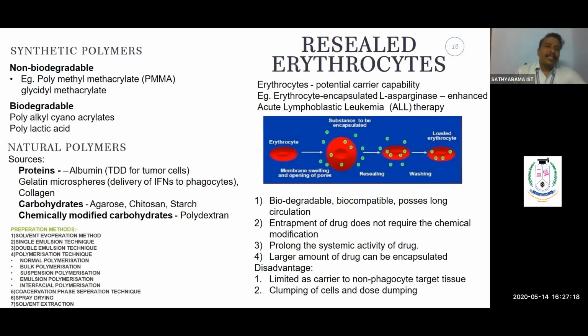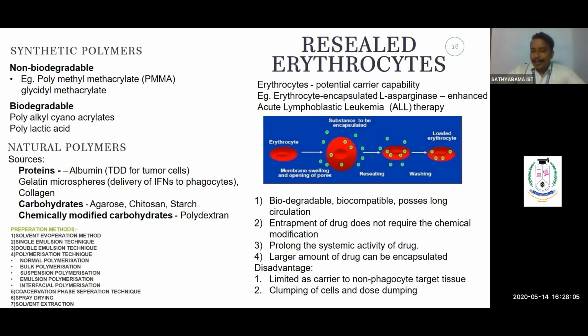And in this particular case, we also find synthetic polymers as well as natural polymers. The synthetic polymers, for example, we call PMMA, and degradable as well as non-degradable materials are also present. In the case of natural polymers, we know that proteins, carbohydrates, and chemically modified carbohydrates are all present, which can be easily degraded. And looking into this, we have many basic methods of preparation of these components, where we can use the solvent evaporation method, single emulsion method, double emulsion method. Likewise, there are a lot of methods we can use to make these microspheres.